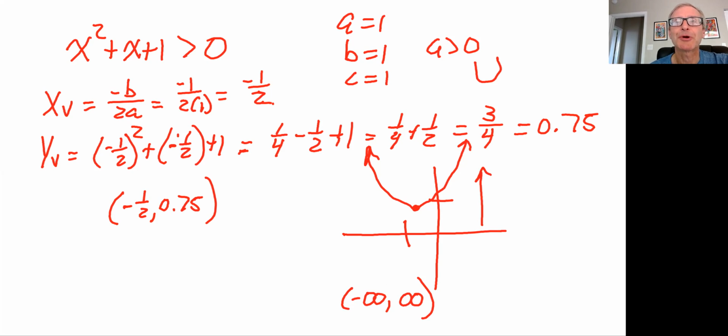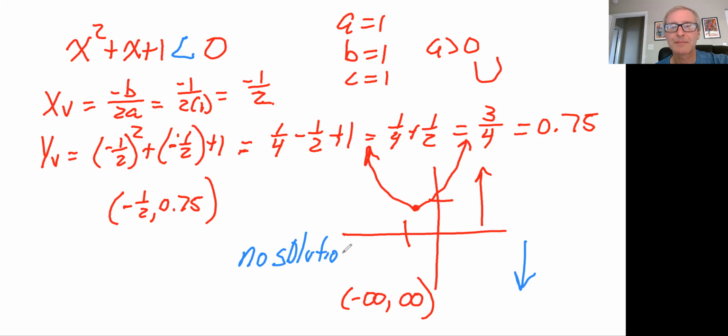Say I changed the problem on you and decided to do less than 0 instead of greater than 0. Well, here we have nothing below the x-axis, so that would be no solution. Sometimes they use the term empty set. I've seen that in some books as well. But in either case, there's no value of x that you would plug into that equation and get a number that's less than 0.